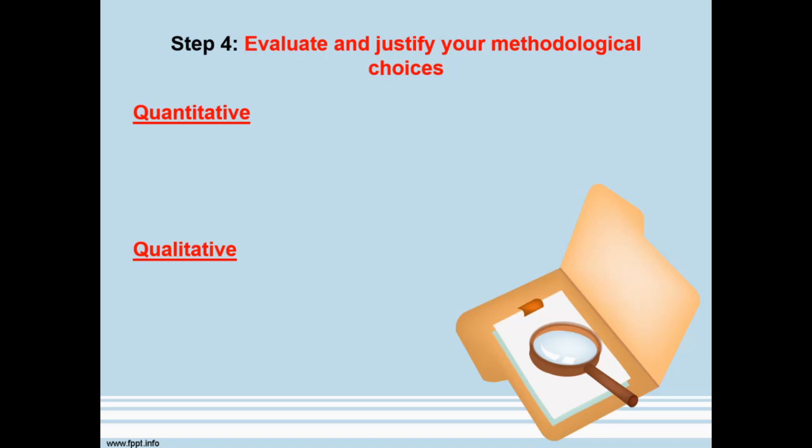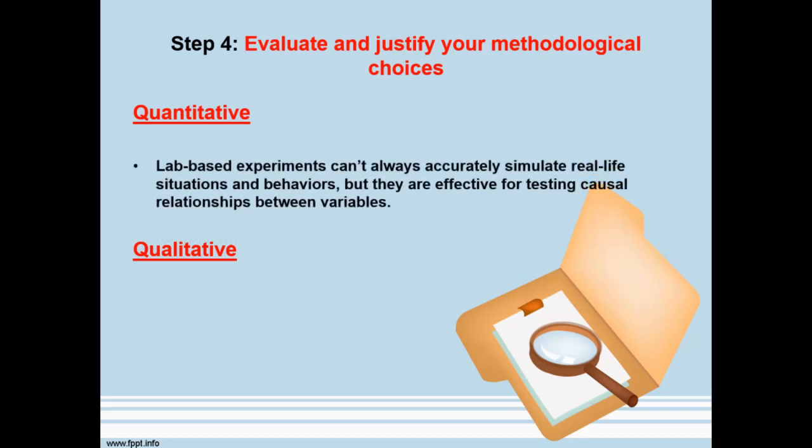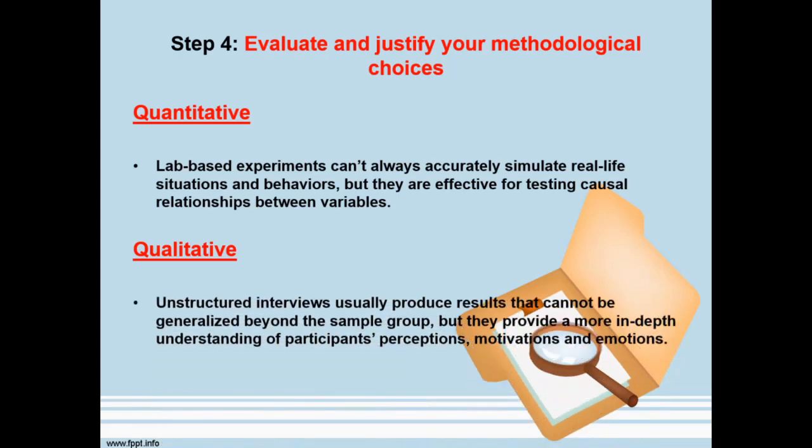Under quantitative, it can be captured this way: lab-based experiments can't always accurately simulate real-life situations and behaviors, but they are effective for testing causal relationships between variables. On the other hand, under qualitative, it can also be written this way: unstructured interviews usually produce results that cannot be generalized beyond the sample group, but they provide a more in-depth understanding of participant perception, motivation, and emotion.